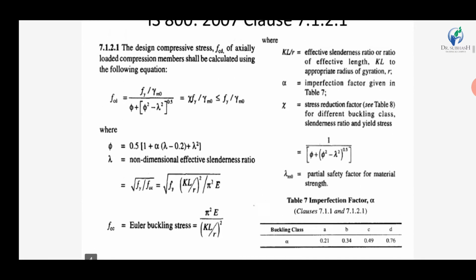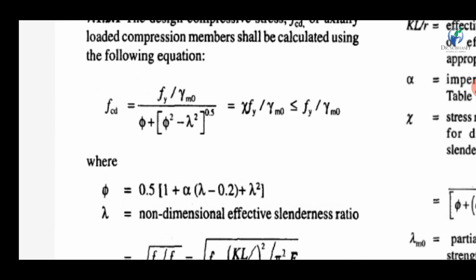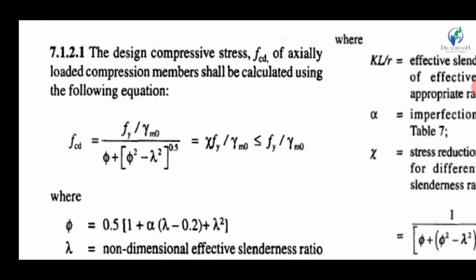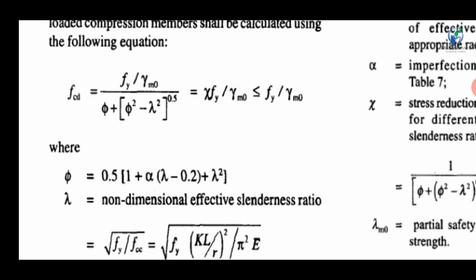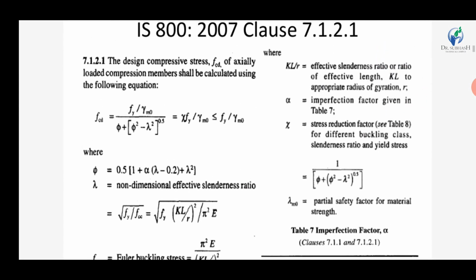Next we see how we calculate FCD. FCD is given in clause number 7.1.2.1. You can see the equation of FCD in this clause. The design compressive stress FCD of an axially loaded compression member shall be calculated using the following equation. What is the equation? FCD equals Fy divided by gamma m0, divided by phi plus the square root of phi square minus lambda square, and that value should be less than or equal to Fy divided by gamma m0. This is the condition to find out FCD.